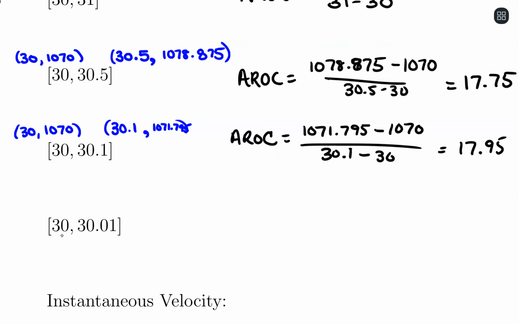Now let's do one more using the 30, 1070, but now we're super close to 30 at 30.01. And we could keep doing this. We could get closer and closer to 30. We could go extreme with 30 and 30.00001, something like that, and that would really be getting close to our instantaneous rate of change. Because basically we want the difference to approach zero. That's what we're trying to get at here: getting closer and closer to that point and evaluating the slope of our function around that point.